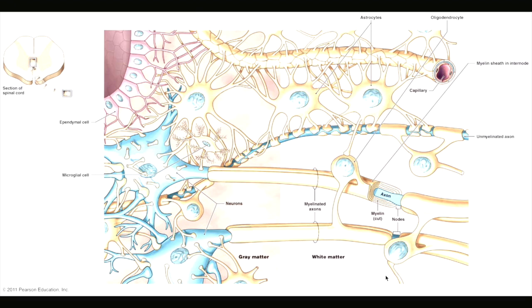So next we're going to talk about glial cells, sometimes called neuroglia. Their job is to support neurons. And we have different ones in the central and the peripheral nervous system. So first let's look at the central nervous system. This is from the spinal cord here.